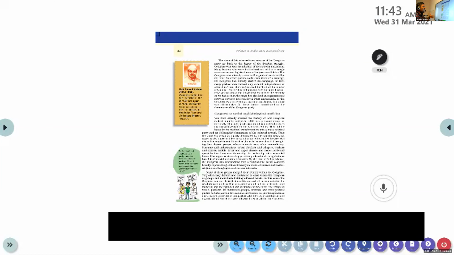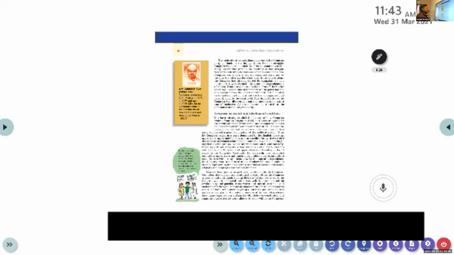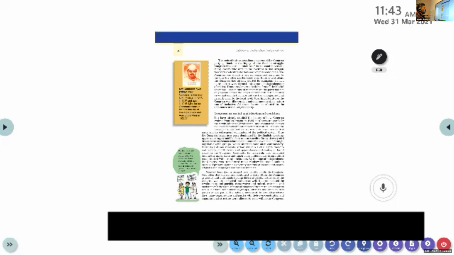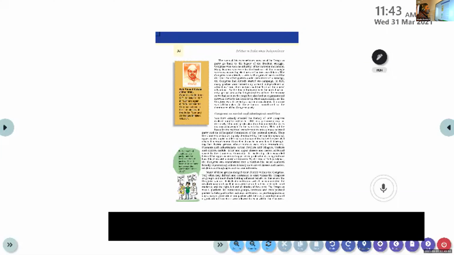Okay, far better than any other party. The Congress had already started its campaign. In fact, many parties were formed only around independence or after that. So the Congress had the first-mover advantage. Clear or not? So they are at the first position of all these blocks there.